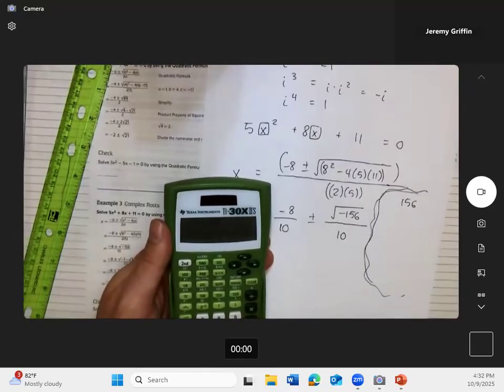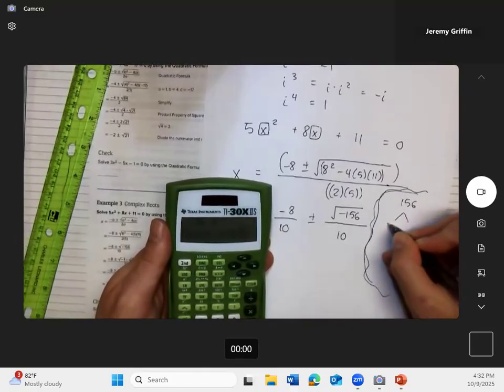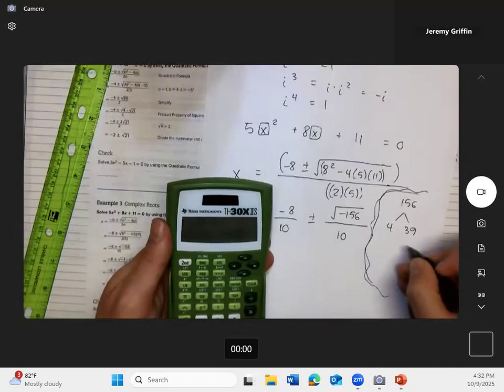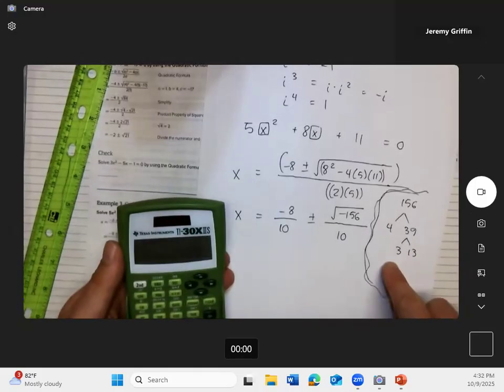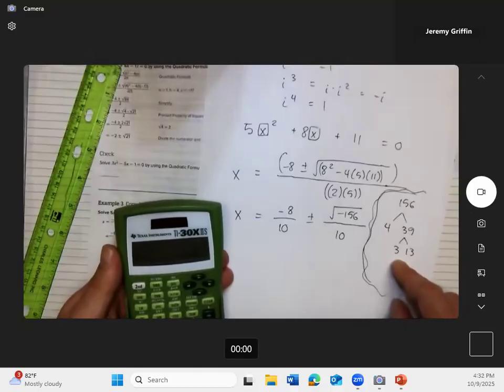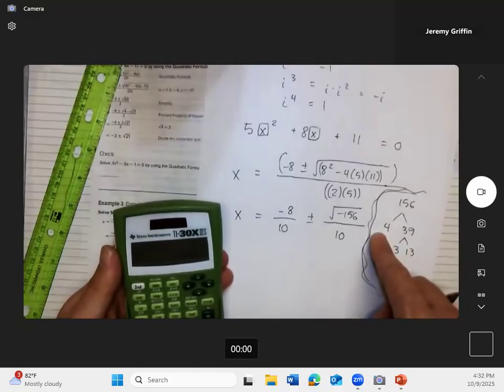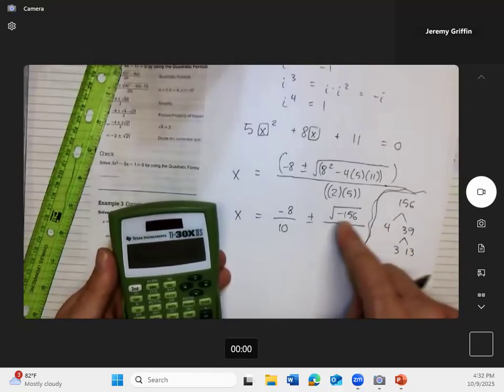I think it's a multiple of 4, isn't it? Yeah. Okay, so it's 4 times 39, and 39 breaks down. I think, is that 3 times 13? I should know that. Yeah, it sure is. Now, 3 and 13 are both primes, so I can't really do anything with that. But the 4 actually is a perfect square, so I can pull that out as a 2.